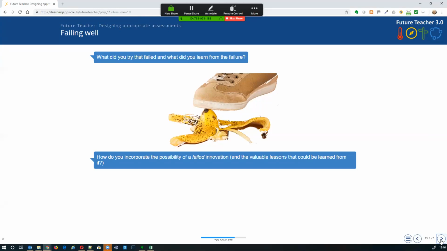So just for a couple of minutes, either answer that first question in the text chat. Have you tried something that failed and what did you learn? Or answer the second one. How within your institution would you even consider, in TEF land or Ofsted land, how would you consider and build in the possibility of a failed innovation so that you could actually learn?